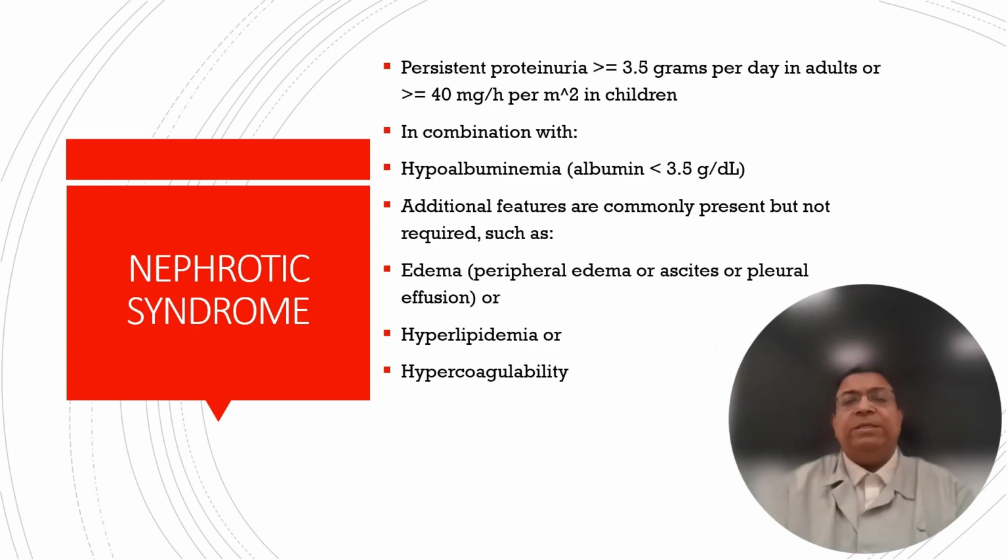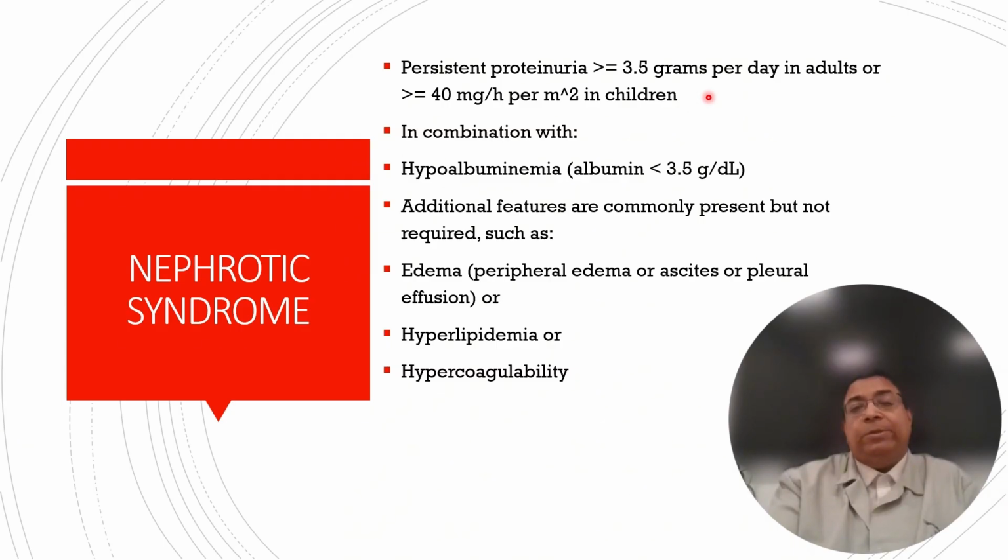Nephrotic syndrome is defined as persistent proteinuria greater than or equal to 3.5 grams per day in adults, or greater than or equal to 40 milligrams per hour per meter squared in children, in combination with low albumin, less than 3.5 grams per deciliter, with additional features which may be present, including edema, which may manifest as peripheral edema or ascites or pleural effusions.